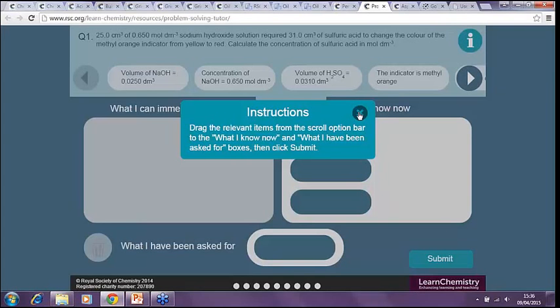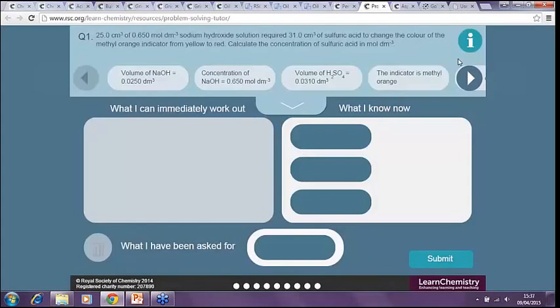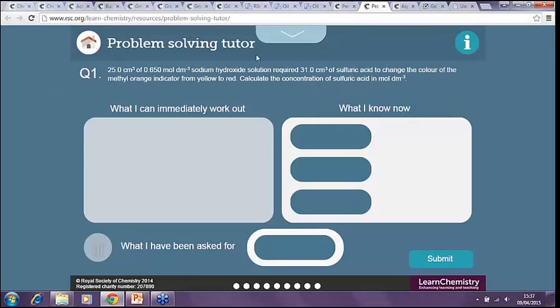So you've got the instructions here. If you close them and you want them back, you can always bring them back up by clicking this little button up here. If you want to go back to the home page, you want to try a different question, you've got a little button hiding under there, okay?